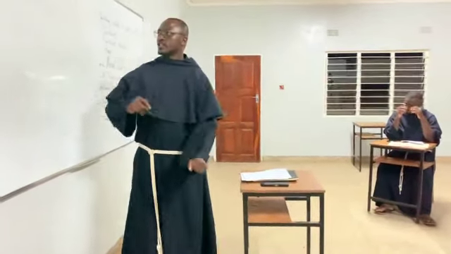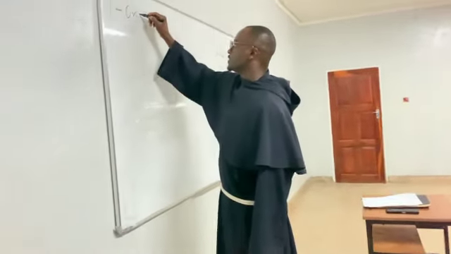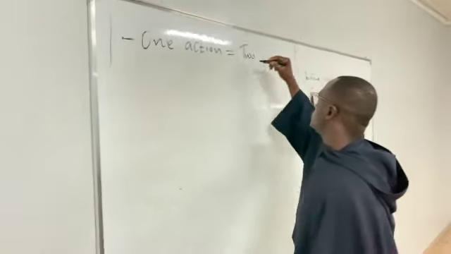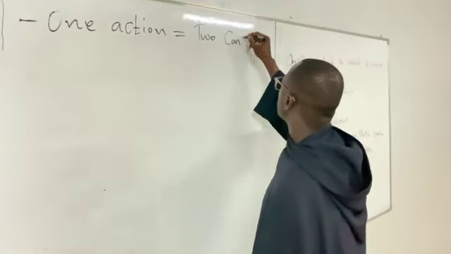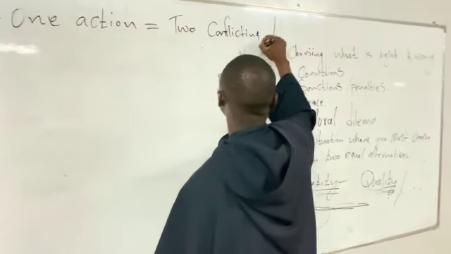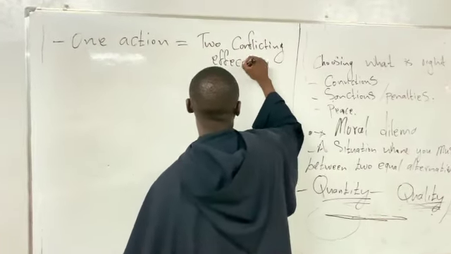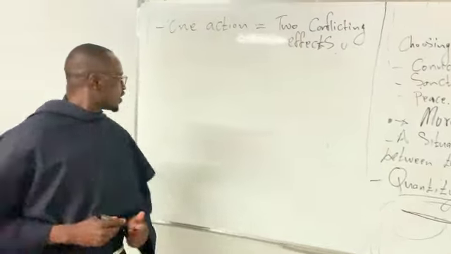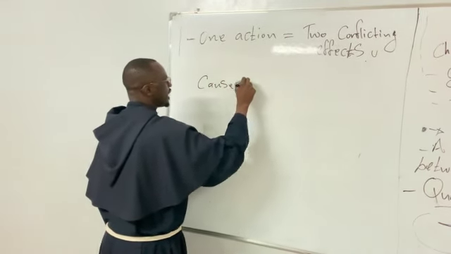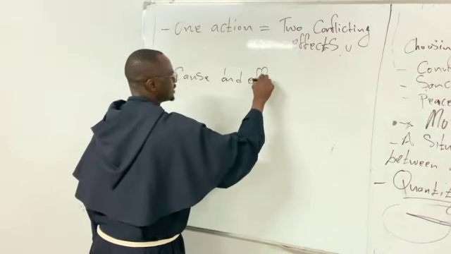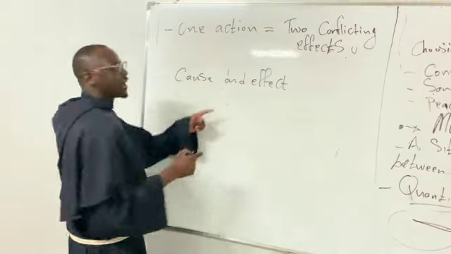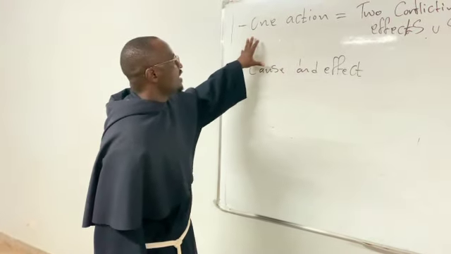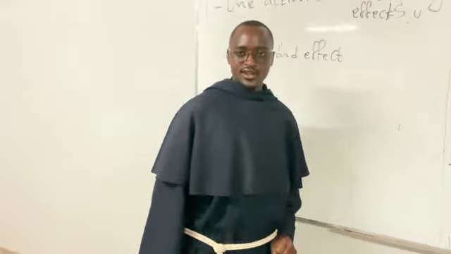So like what William was saying, where we have one action having two conflicting effects. So, if you remember very well in philosophy, there is what we call cause and effect. So, effect becomes the product of the cause, isn't it? Yes. So here the principle of double effect, like he's putting it, is where an action produces two effects.